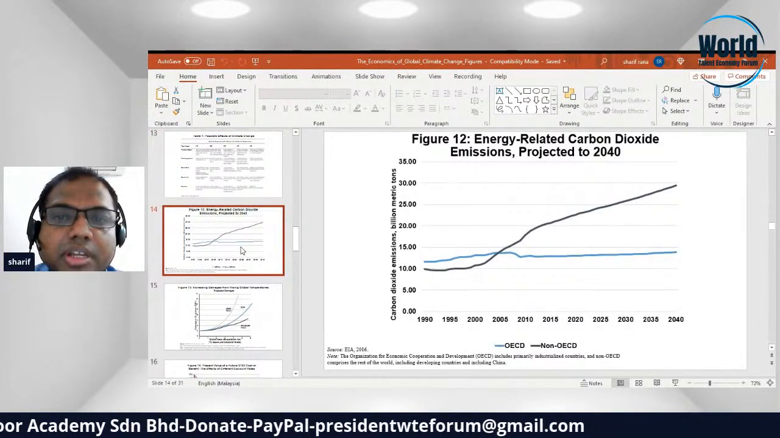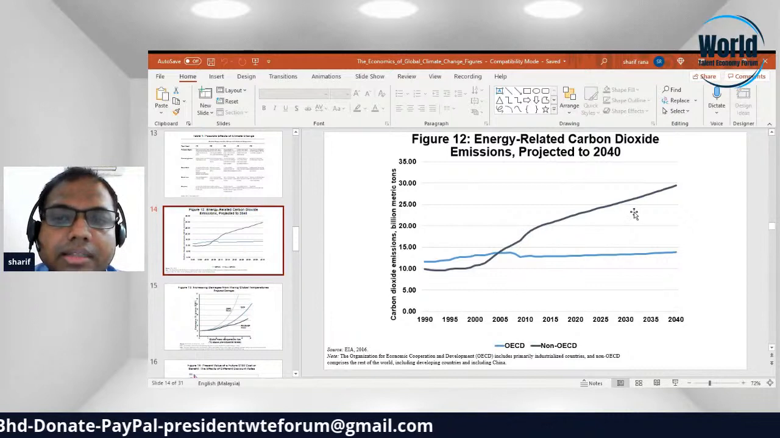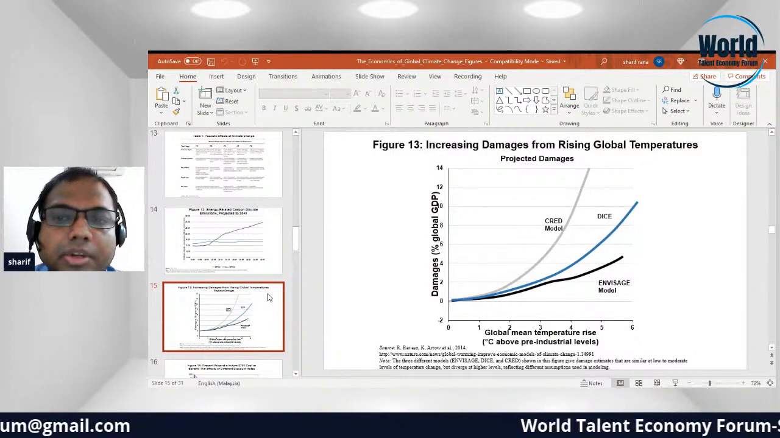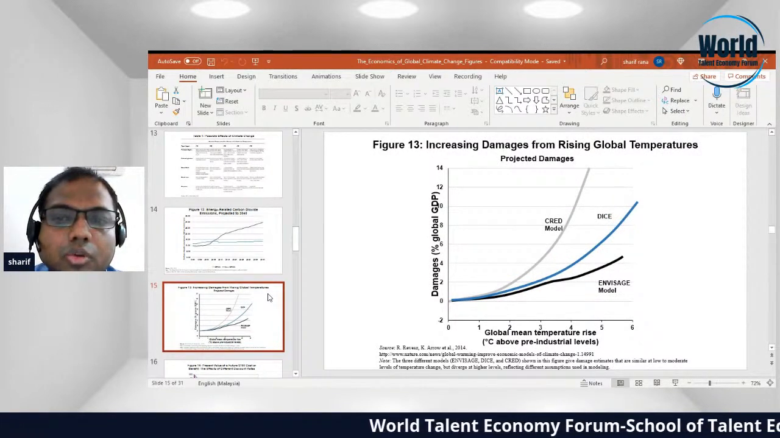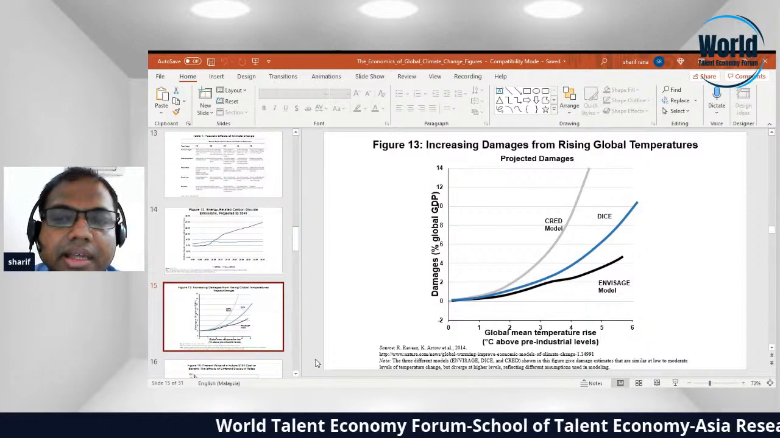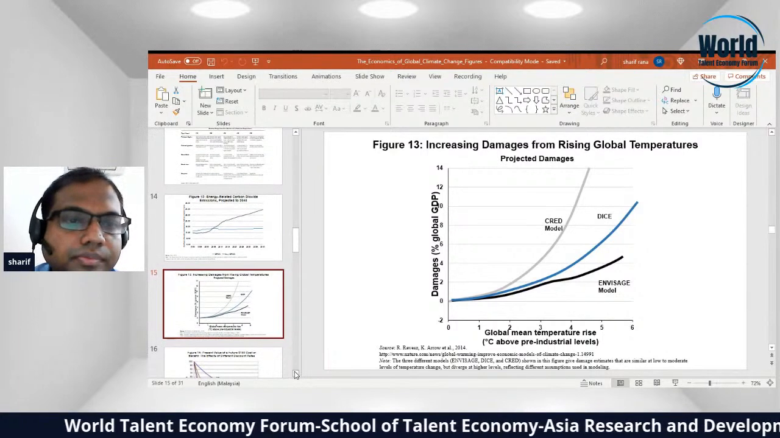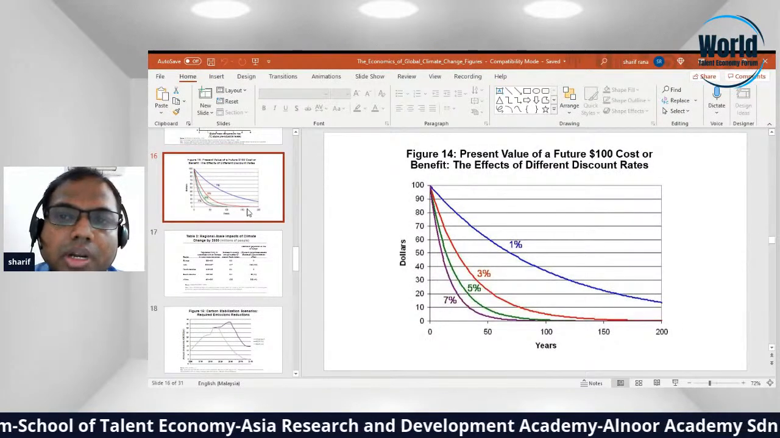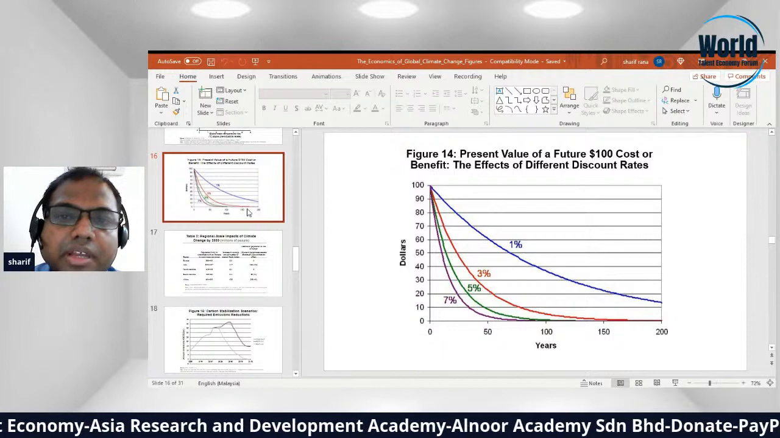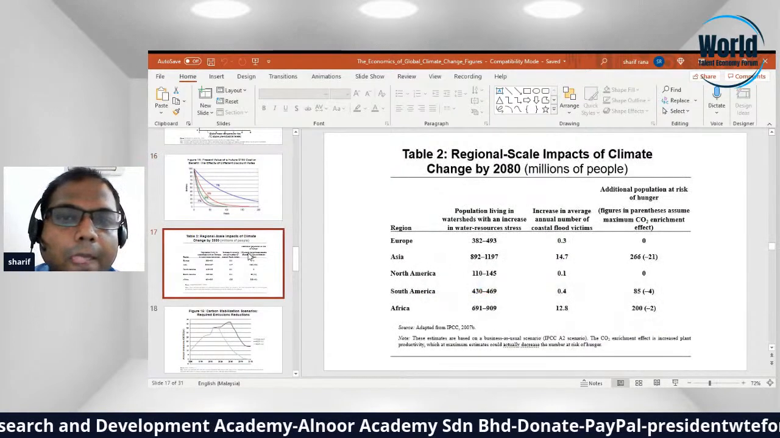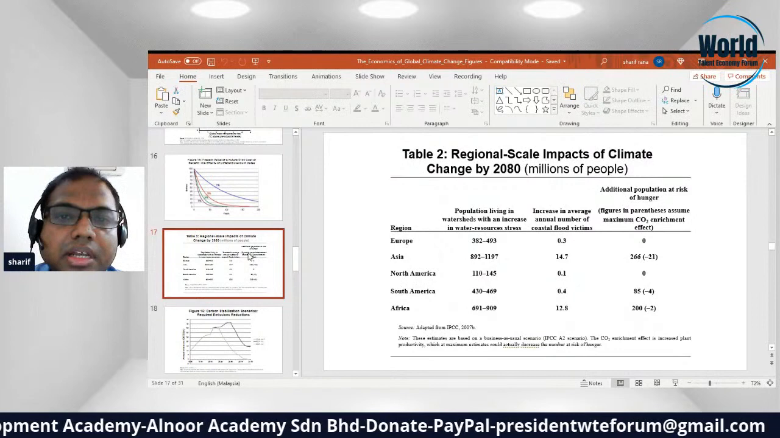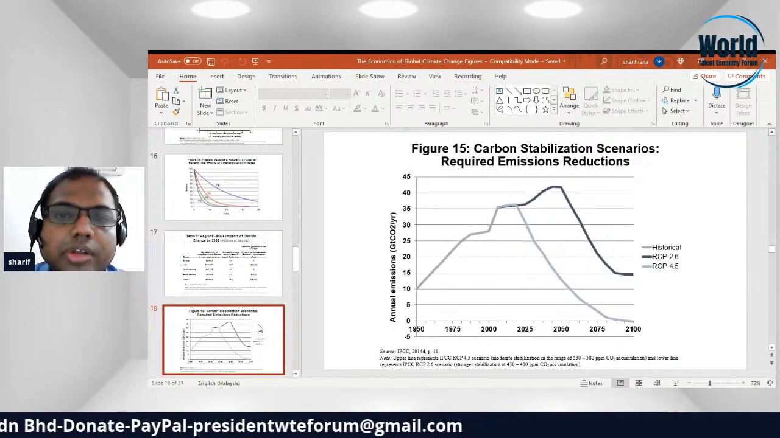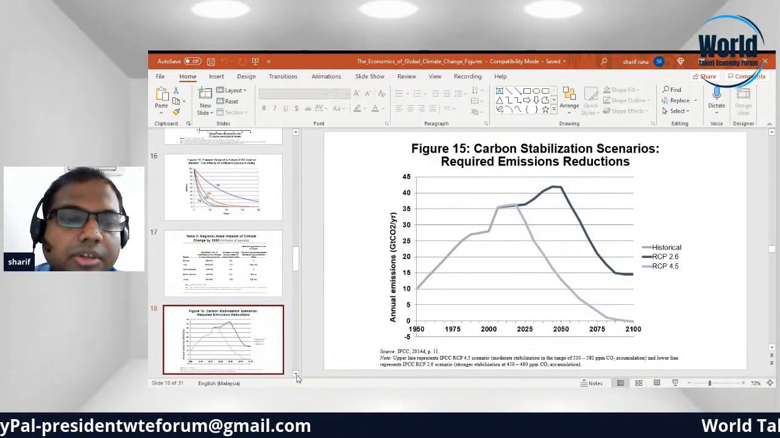Energy related carbon dioxide emissions projected to 2040, and this is also increasing exponentially. Increasing damage from rising global temperature projections. This is a model, DICE, and the FUND model. Present value of the future $100 cost or benefit, the effect of different discount rates. Regional impact of the climate change by 2080. Carbon stabilized scenario requires emission reduction, which is very much important as well.